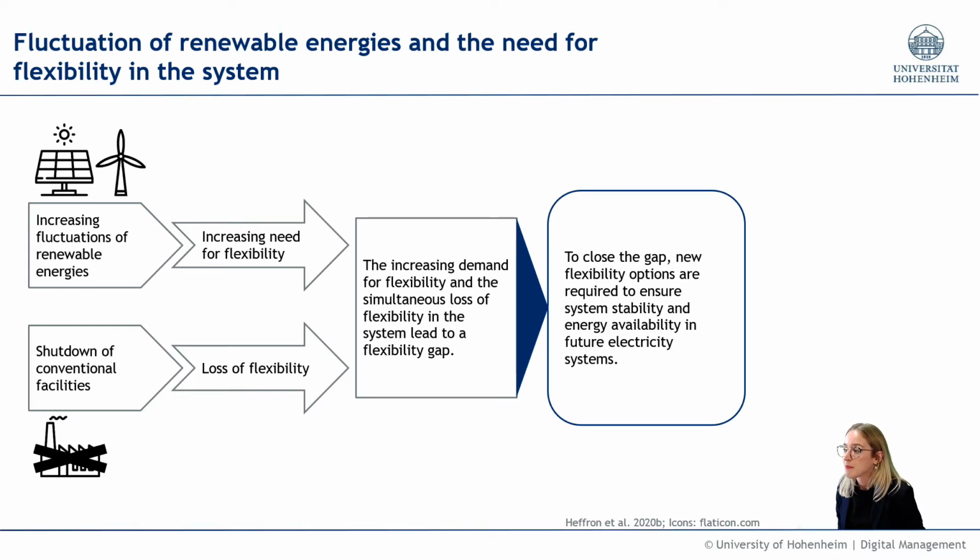So demand and supply must be balanced to keep operating frequency constant. Deviation ultimately leads to instability, cascading outages, and potentially the collapse of a power system. So flexibility is the ability to cope with short and long-term changes and imbalances between electricity supply and demand. So a potential shutdown of conventional facilities leads to a loss of flexibility. This refers to the ability to control variability and uncertainty in the electricity system through supply adjustments.